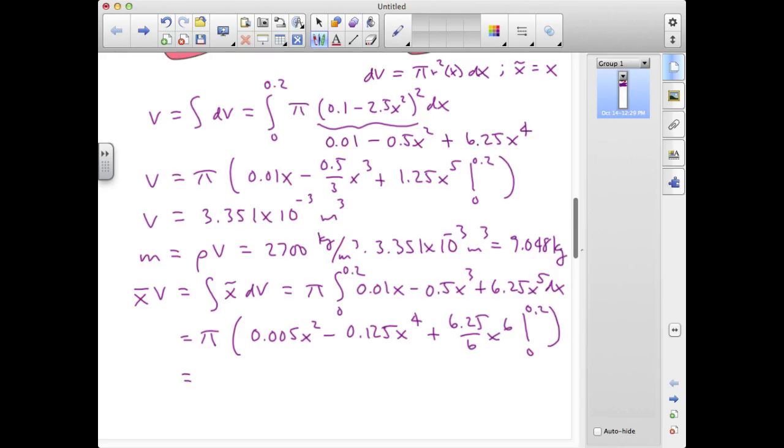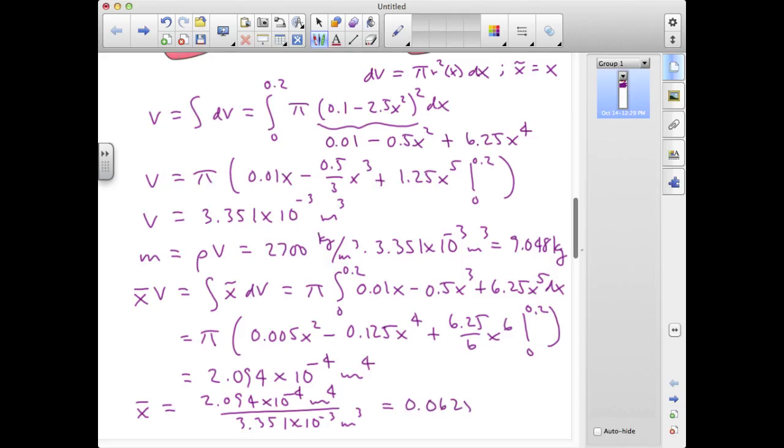And when we plug all that in, we get 2.094 times 10 to the minus fourth meters to the fourth. So our x-center is the ratio of these two integrals. We have 2.094 times 10 to the minus fourth meters to the fourth over 3.351 times 10 to the minus third meters cubed, and that number turns out to be 0.0625 meters.